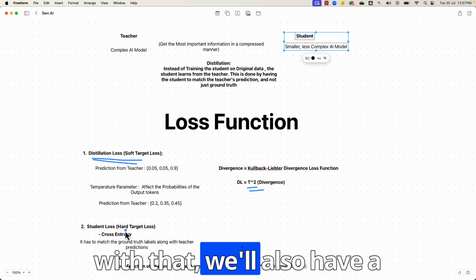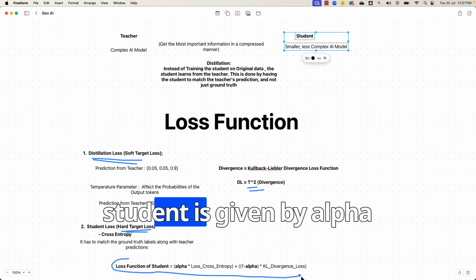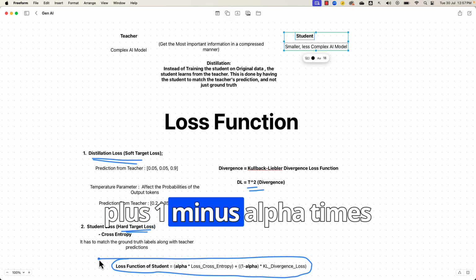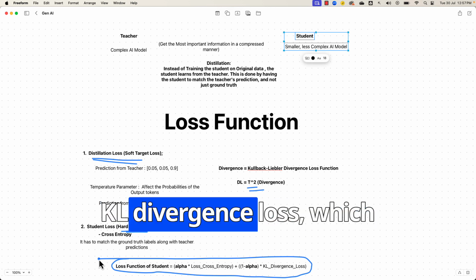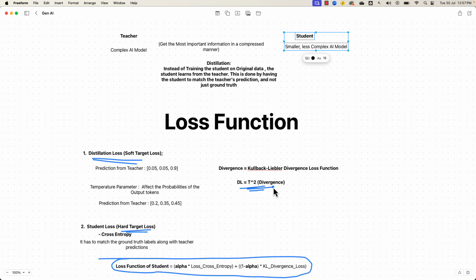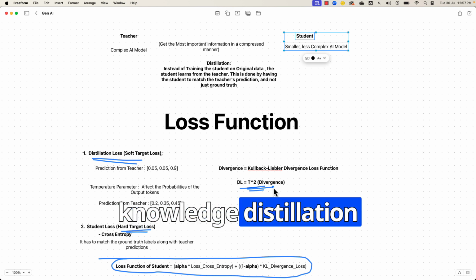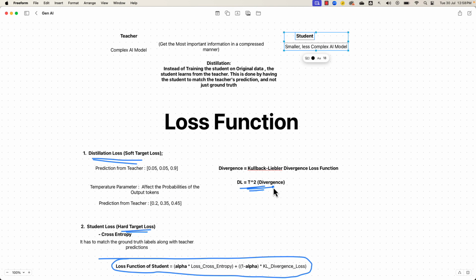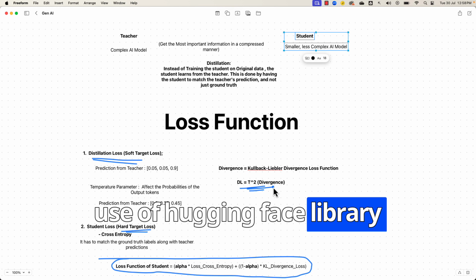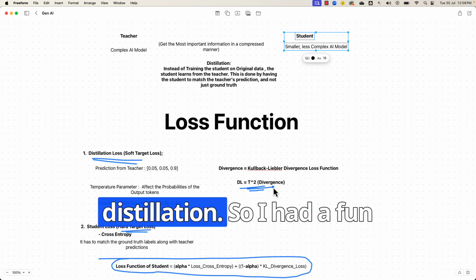Along with that, we'll also have a hard target loss. The overall loss function of the student is given by alpha times cross entropy loss plus (1 minus alpha) times KL divergence loss, which is this T squared times divergence. That is the overall intuition behind the knowledge distillation technique. To implement this, you can make use of the Hugging Face library, implement this loss function, and go ahead and perform the knowledge distillation.